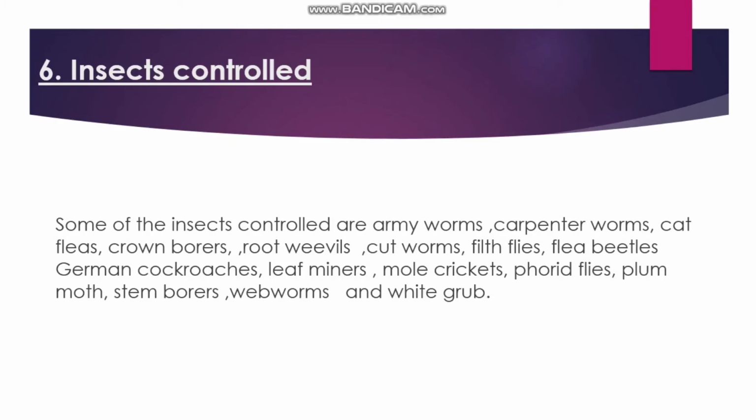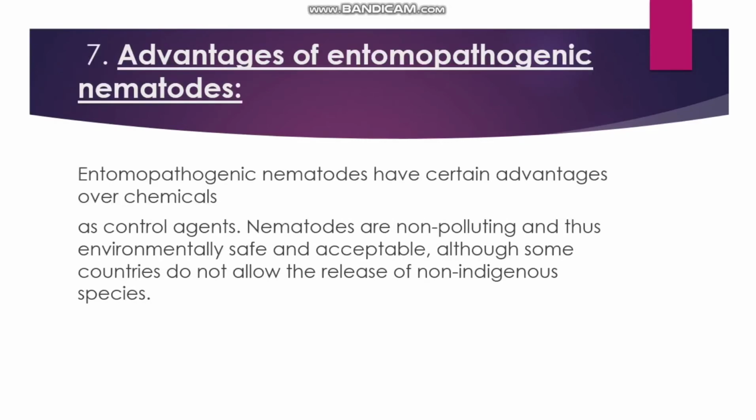Another one is the insects controlled. Some of the insects controlled are armyworms, carpenter worms, cat fleas, crown borers, root weevils, cutworms, filth flies, flea beetles, German cockroaches, leaf miners, mole crickets, phorid flies, plum moths, stem borers, webworms, and white grubs.